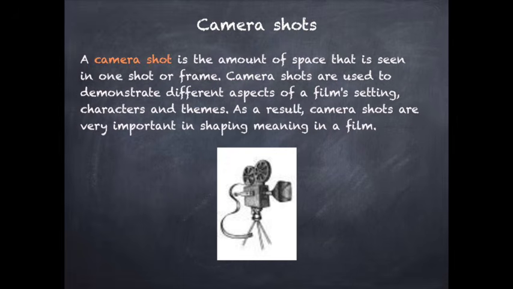A camera shot is the amount of space that is seen in one shot or frame. Camera shots are used to demonstrate different aspects of a film setting, characters, and themes. As a result, camera shots are very important in shaping meaning in a film.